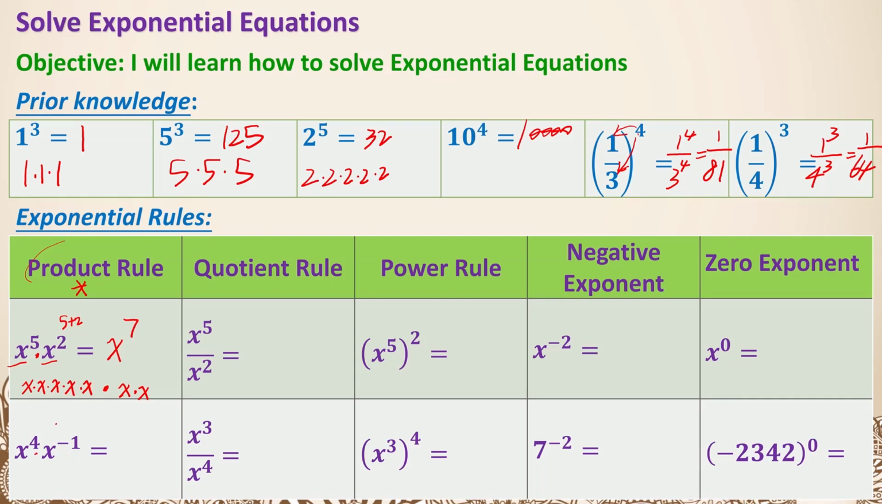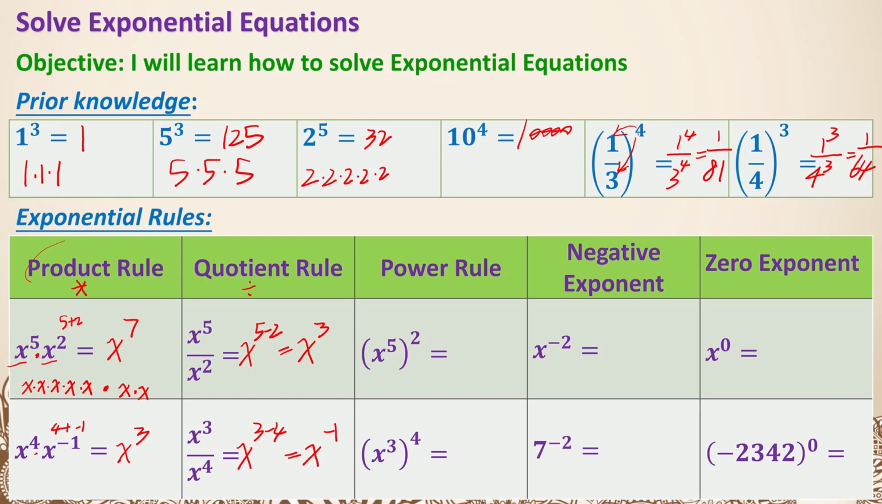Same thing with the next one. 4 plus -1 is 3, so it's x to the 3rd power. Next, the quotient rule. The quotient rule is the opposite of the product rule. With the product rule, when you're multiplying, you're adding the exponents. With the quotient rule, when you're dividing, you're subtracting the exponents. So it's 5 minus 2, which is x to the 3rd power. Next, x to the 3rd power over x to the 4th power. In that case, 3 minus 4, so it's x to the -1 power. So that's the quotient rule.